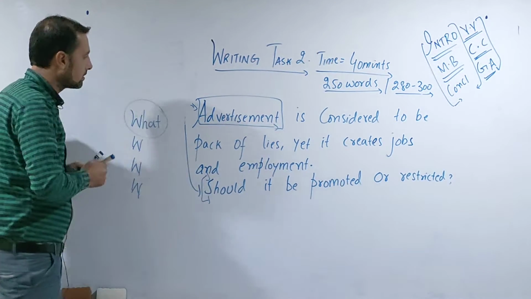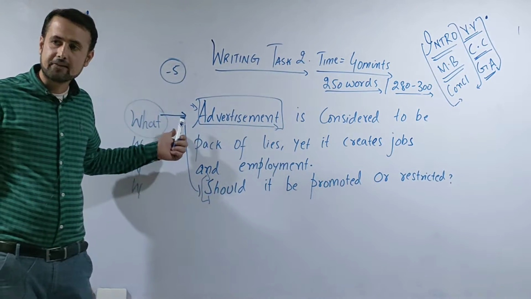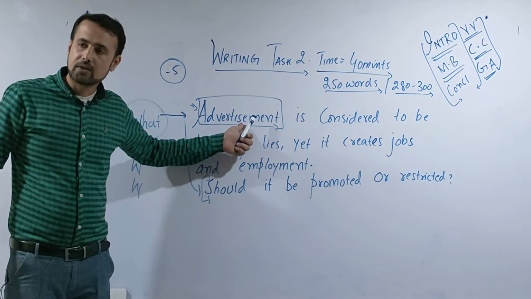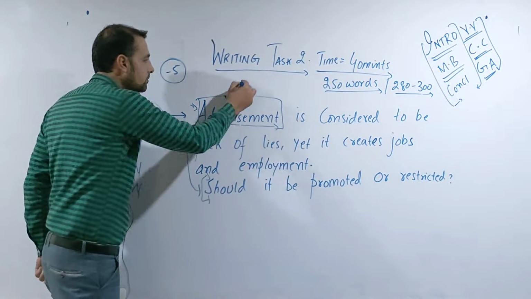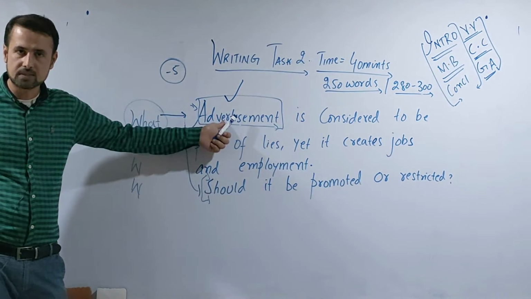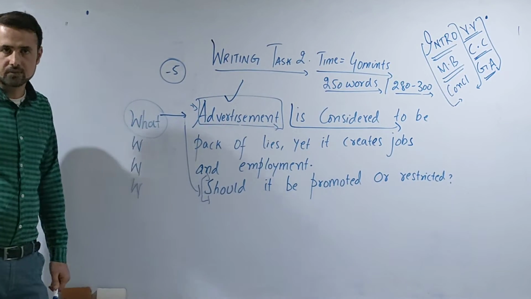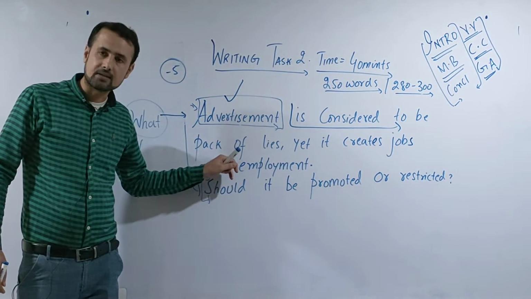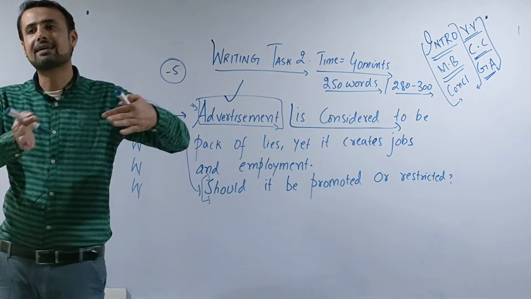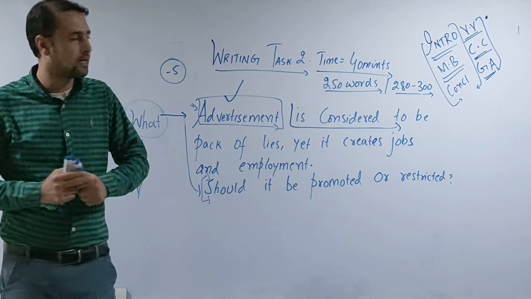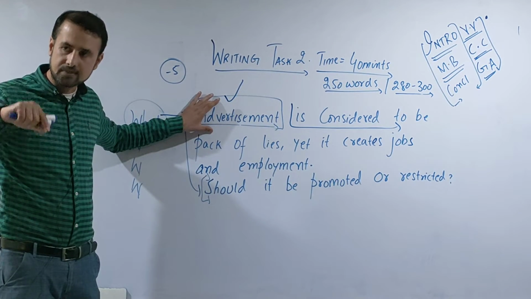Once you are planning your topic in those five minutes, you are going to question the topic, what the topic is about. Today we have advertisement, so I am going to question what advertisement is. The second thing is what they are asking about advertisement here, which is considered to be a pack of lies, yet it creates jobs and employment. Now the question is, what is vocab variation and what is its importance? I need to bring alternate words in the form of synonyms for advertisement.